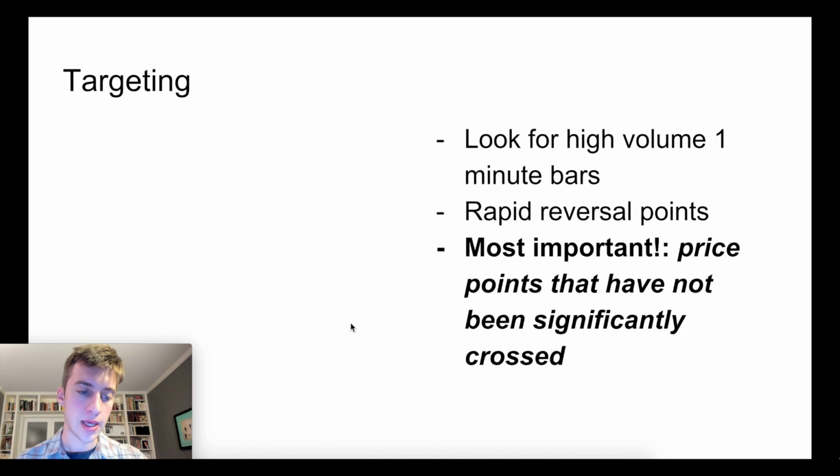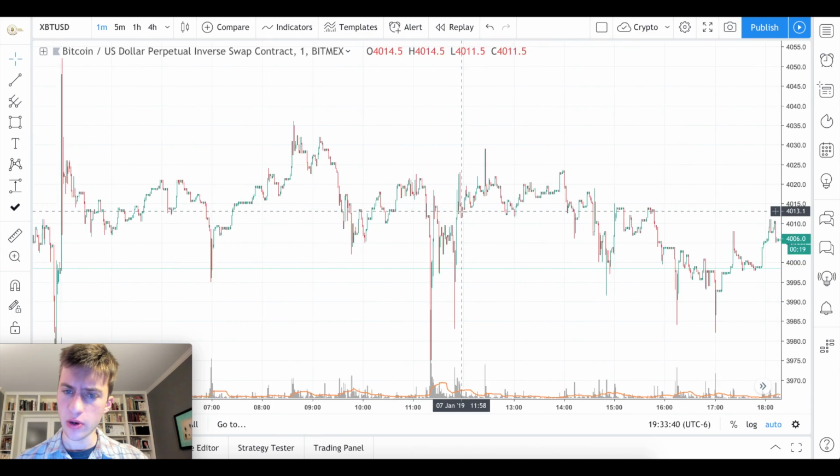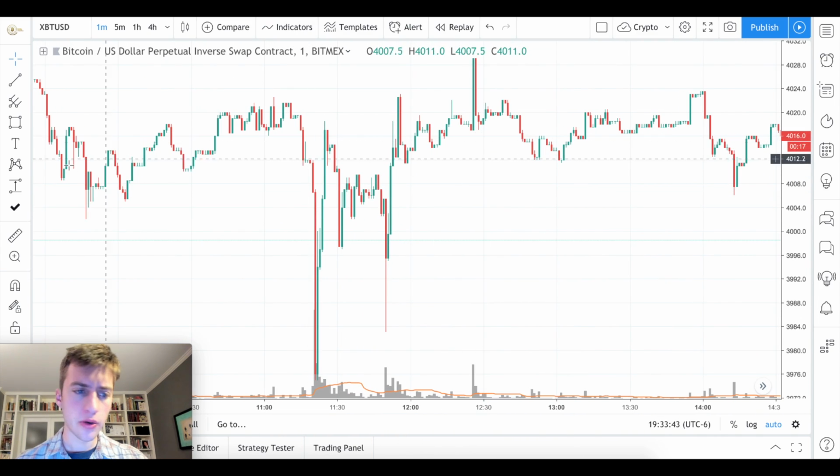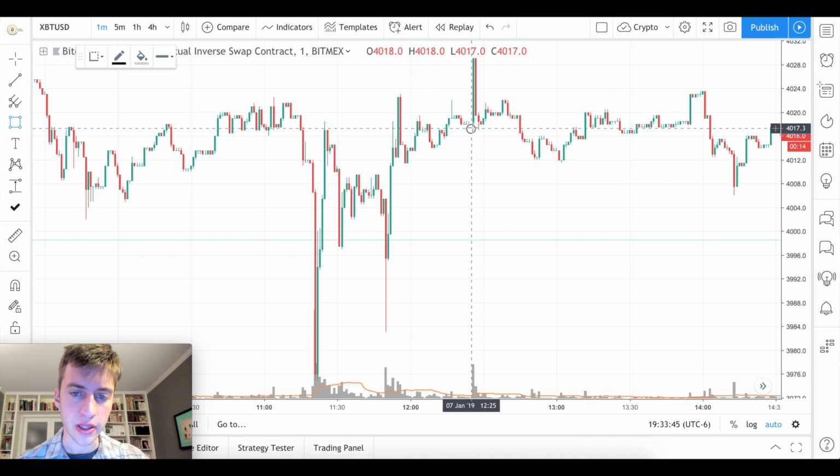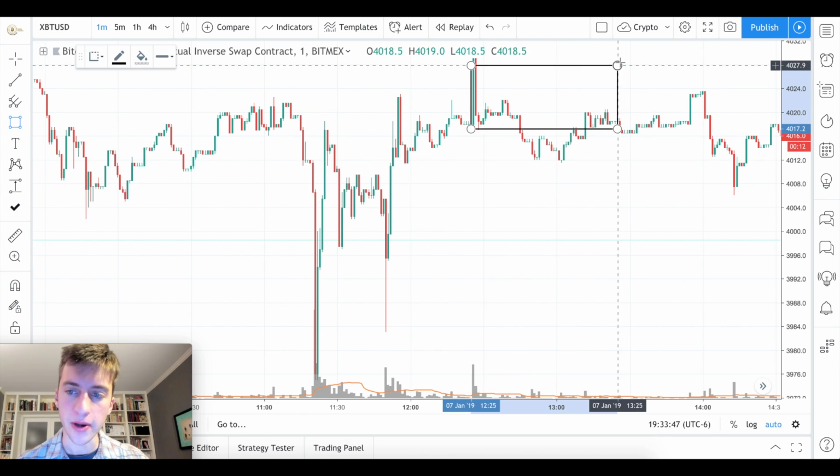One last thing that you do need to keep in mind, and this is the most important: you want to look for price points that have not been crossed. So what that means is, let's go back to our initial example here. We know that a lot of people probably bought here to here. We have a volume spike. A lot of people bought there.